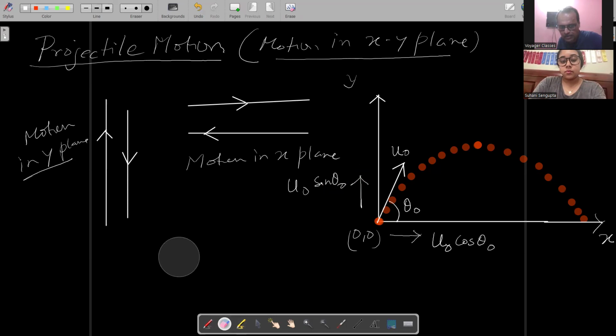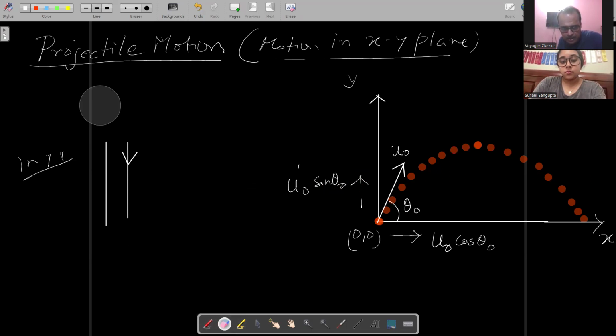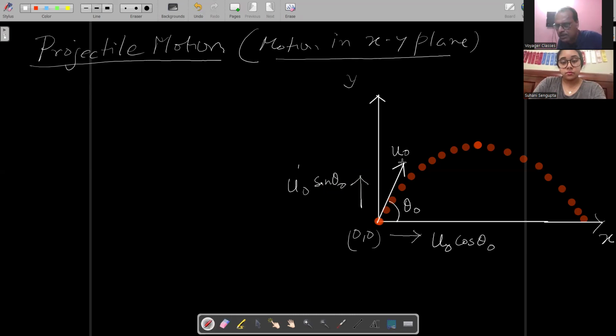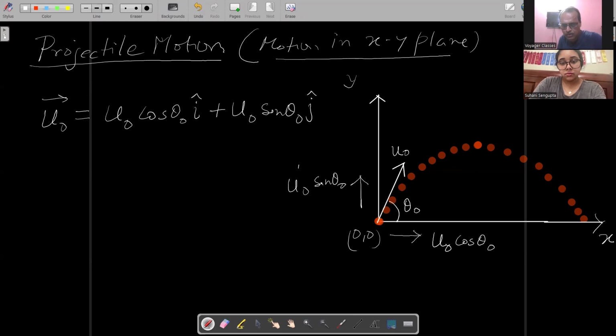Okay. Now what happens? If this particle moves in this manner, and I present it in vector form, then u0, this vector, we can represent in the form of u0 cos θ0 i cap. i cap means along the x-axis. And this we can represent as u0 sin θ0 j cap. If you have any confusion regarding i cap and j cap, you can ask me. j cap is in the vertical direction along the y axis. In case it is in the negative axis, then we put a minus sign. Otherwise, there is no difference. i cap is along the x axis, the horizontal plane, and j cap is along the vertical.